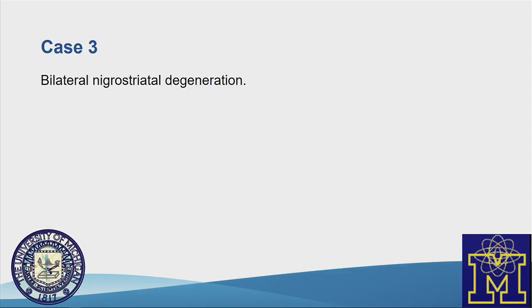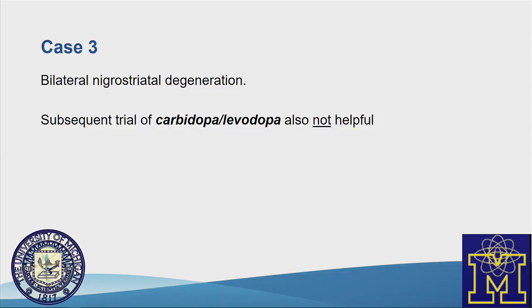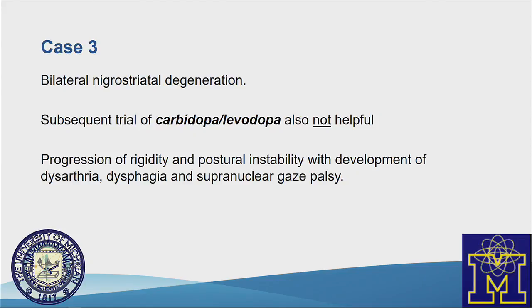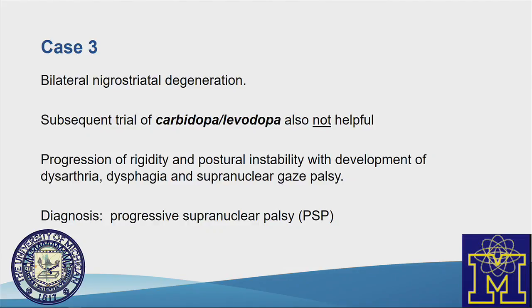So you're right, there's severe bilateral degeneration. A subsequent trial of converting him to Sinemet therapy was also not helpful. Following over years in the clinic, though, 2 or 3 years later, he had marked progression of his rigidity and had falls to the extent that he broke a hip. He also developed swallowing difficulties. He had dysphagia and dysarthria, and finally developed a gaze abnormality, a supranuclear vertical gaze palsy, which allows us to confirm the definite diagnosis of progressive supranuclear palsy.